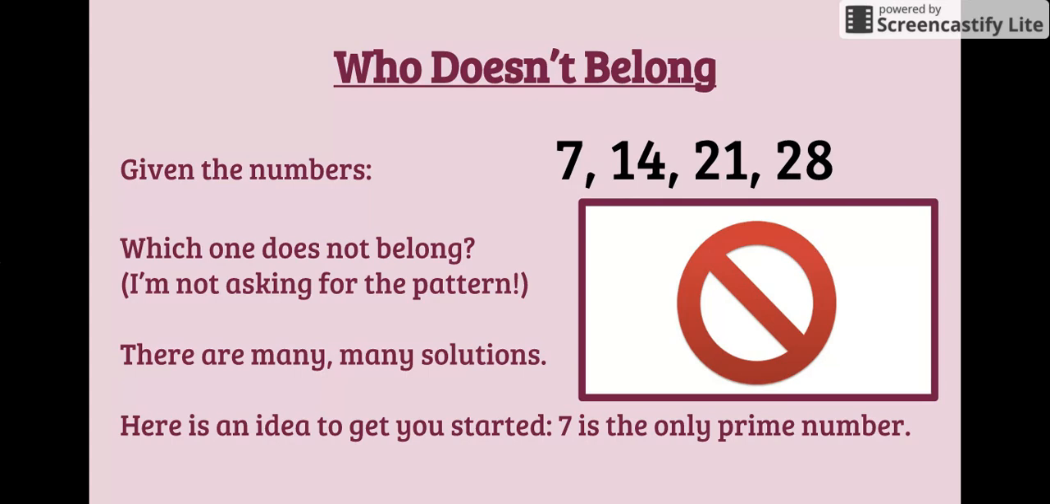And again, with this strategy, there are many, many different solutions. So you might think for this strategy that 7 doesn't belong because 7 is the only prime number in this set. Another one I thought of was 21. Can anyone guess why 21 wouldn't belong? Well, the reason I think 21 doesn't belong is because if you double 7, you get 14. And if you double 14, you get 28. So that's why 21 doesn't belong.